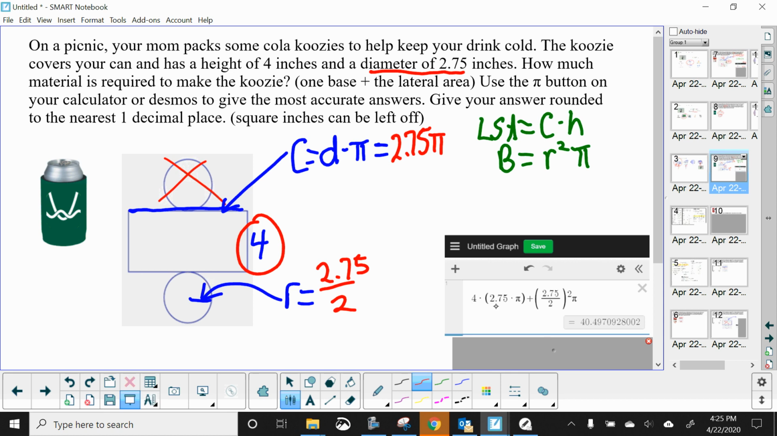We have 4 times our circumference, and then we have 2.75 divided by 2 squared times pi. And we only needed one of those. We didn't need 2. So there's our answer. Rounded to the nearest decimal place would be 40.5. And again, I think this is inches squared.